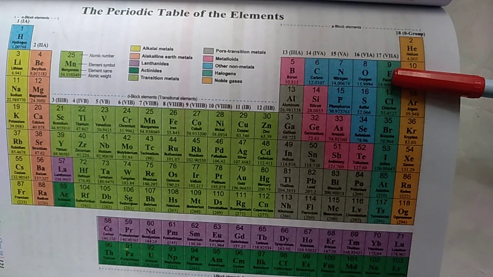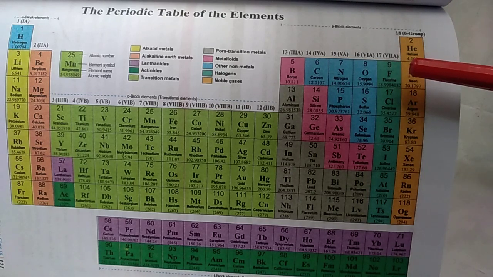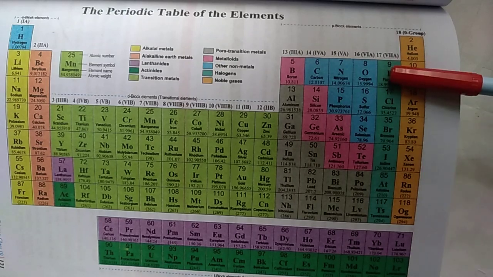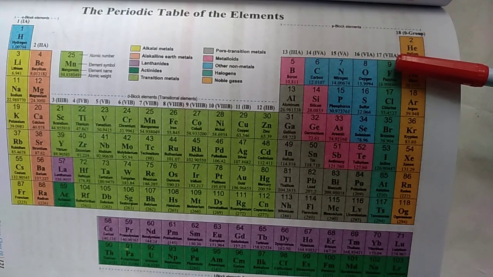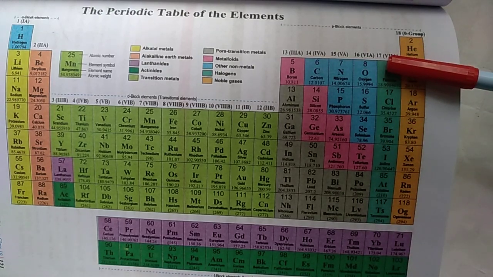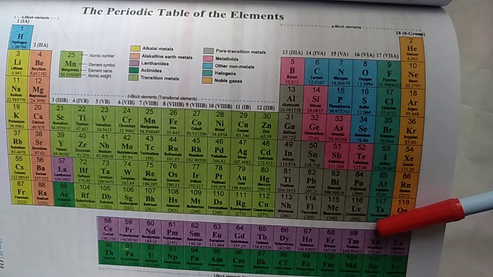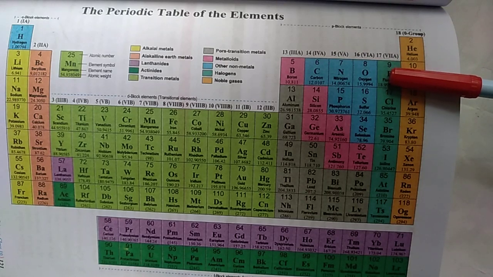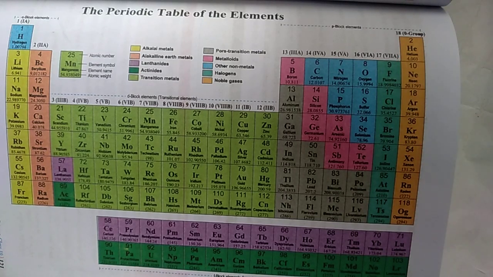So in case of non-metals, the smaller the atomic size, the more reactive the element, and these are in the higher position. I told you in a periodic table, in a group, as you move from top to down, atomic size increases. That means the top one will have the smallest atomic size and the bottom one will have the largest atomic size. So in case of non-metals, the smaller the atomic size, the more reactive the element. That is why the elements on the upper position are more reactive. In case of metals, elements on the lower position are more reactive.